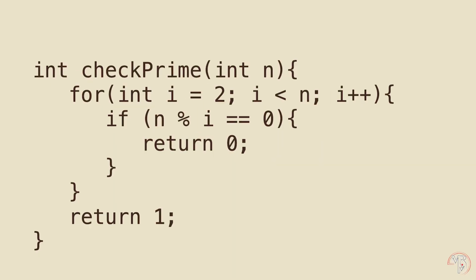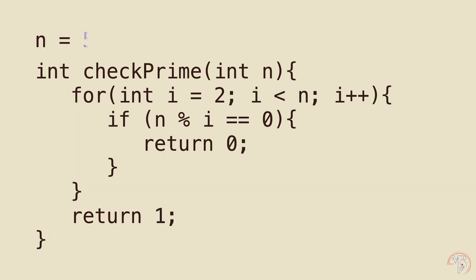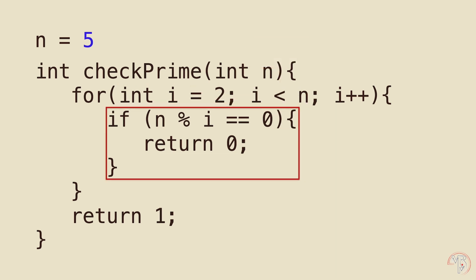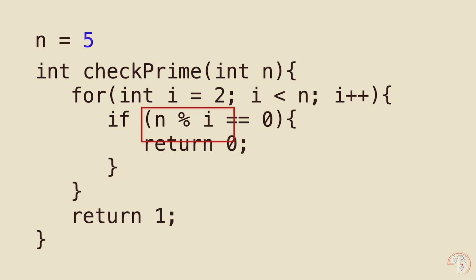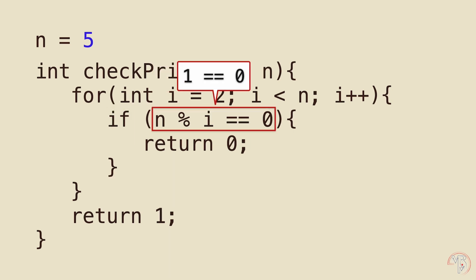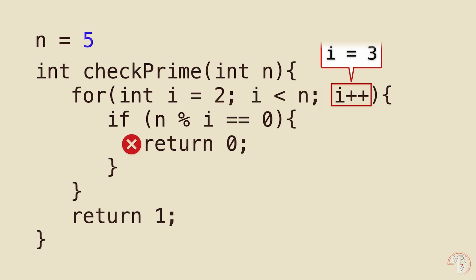Alright, before we move on, let's look at what will happen if n is, say, 5. We set i to 2 and check if it's less than n, which is 5. 2 is less than 5, so we run the code inside the loop. Here we get the remainder of 5 over 2, which is 1. 1 is not equal to 0, so we do not return 0. Increment i by 1, which makes it 3.